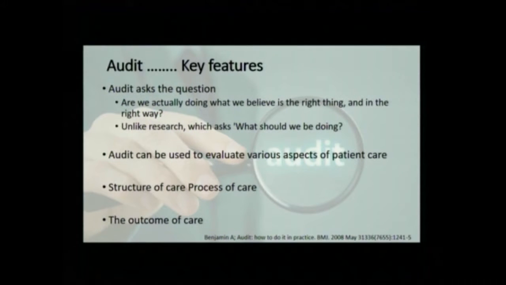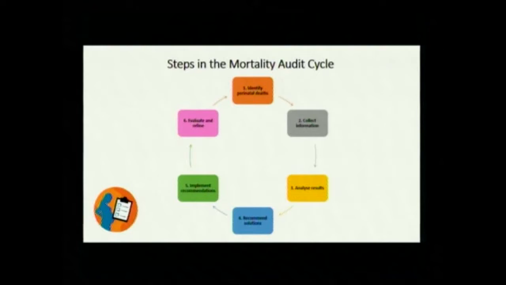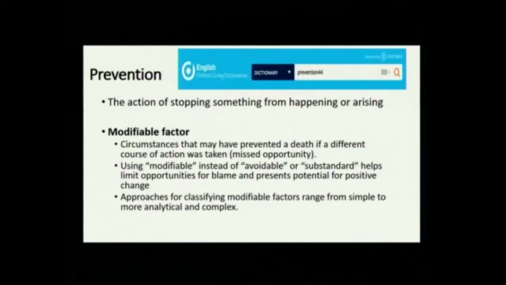Audit can be used to evaluate various aspects of patient care. And of course, it's a very good look at how the outcome is if we adhere to the process that we have in place. So basically, it involves 6 steps, okay? You have to identify, say, a perinatal death or a stillbirth, get the information, analyze the results, look at possible recommendations, implement those, and see whether they work. So this is basically the cycle of how an audit should work.